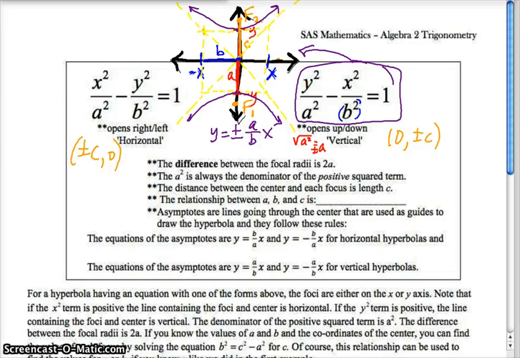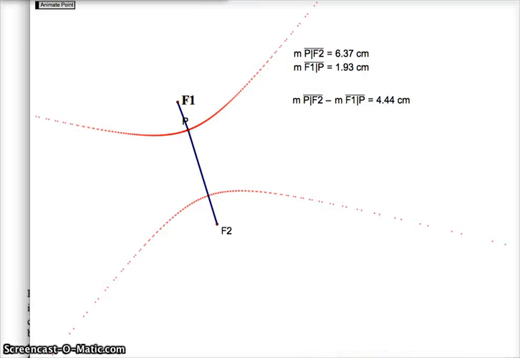So then if we look at this bullet point, it says the difference between the focal radii is 2a. Well, I can see from here to here, this is 2a. Why does that make sense? The difference between the focal radii is 2a. That's why I stopped this here.